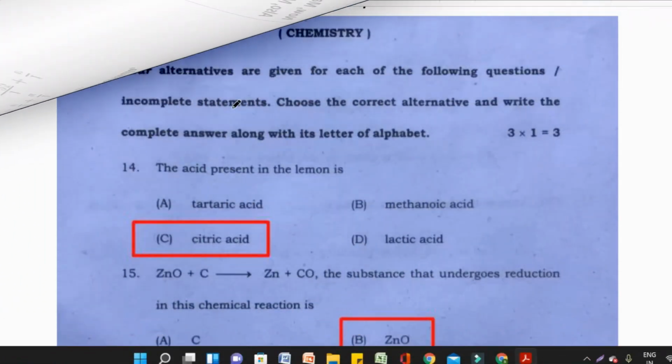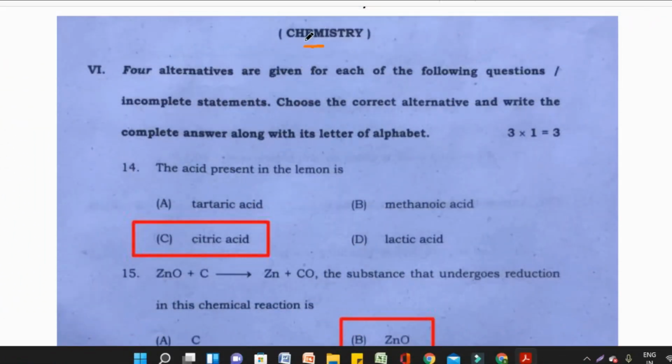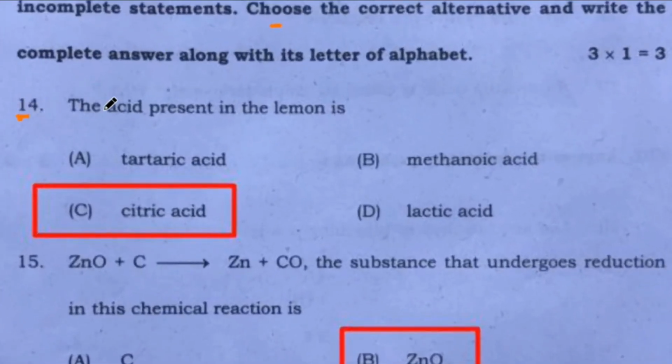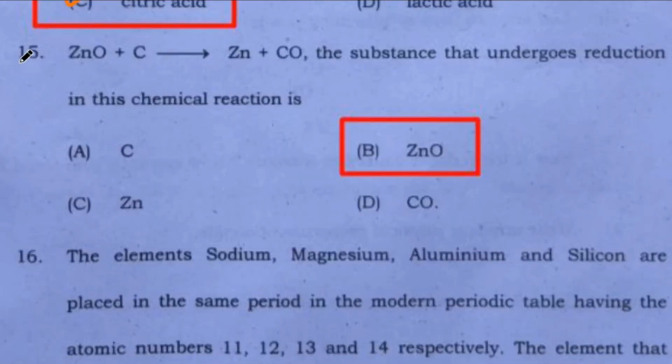Magnified means enlarged. Now we'll discuss chemistry. Sixth section, choose the correct answer. 14th question, the acid present in lemon is citric acid. Option C is the correct answer. 15th question, ZnO, zinc oxide, plus carbon gives you Zn plus CO. The substance that undergoes reduction in this chemical reaction is ZnO, zinc oxide.